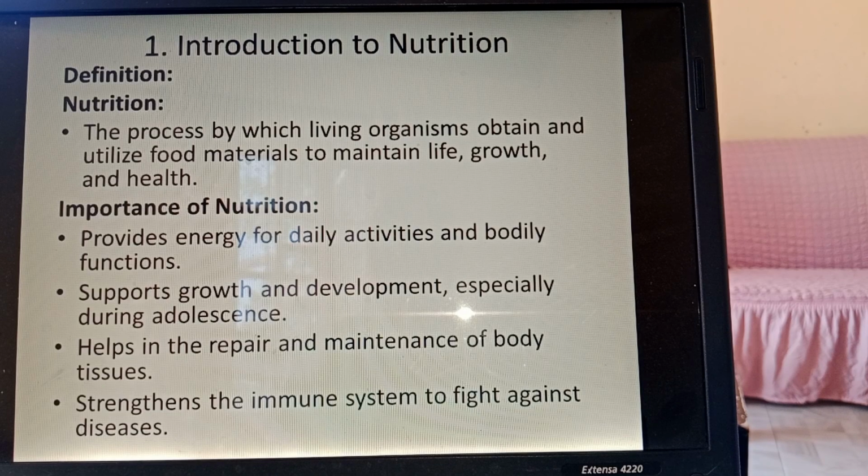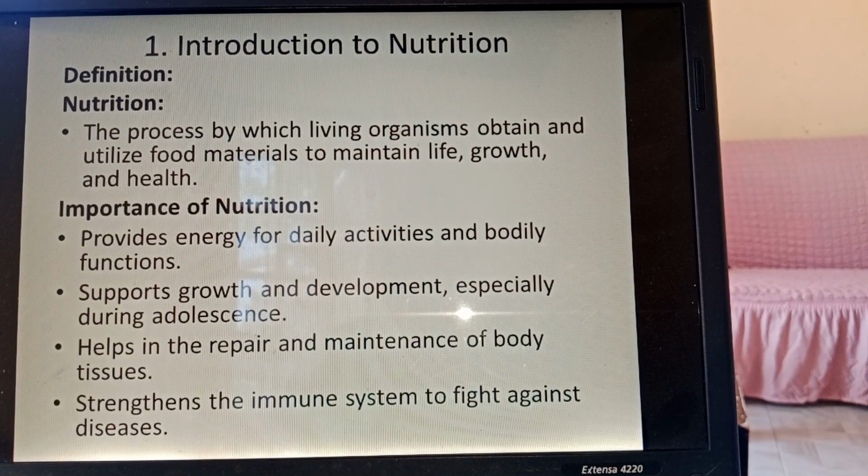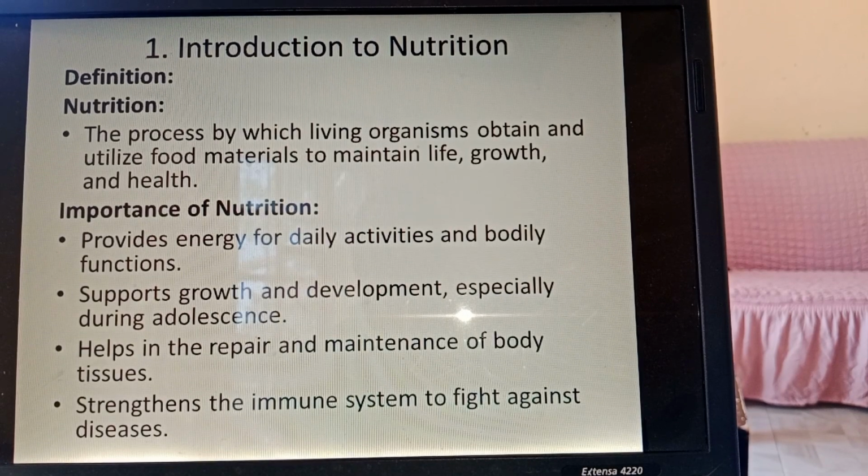Importance of nutrition. Number 1, provides energy for daily activities and bodily functions. Number 2, supports growth and development, especially during adolescence. Number 3, helps in the repair and maintenance of body tissues. Number 4, it strengthens the immune system to fight against diseases. That is why you feed, why the plants feed, and why all other living organisms feed on food.